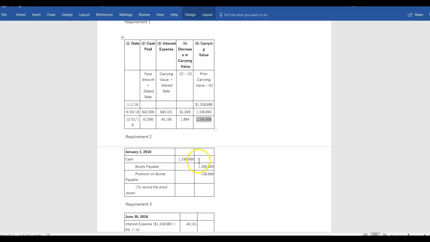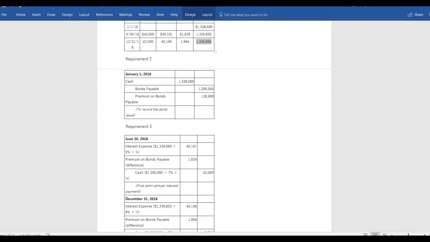So you would show the cash we received, $1,338,689. We would credit our bond of $1.2 million, and the difference here would be a premium on the bond. It wouldn't be a discount on the bond. It would be a premium on the bond.